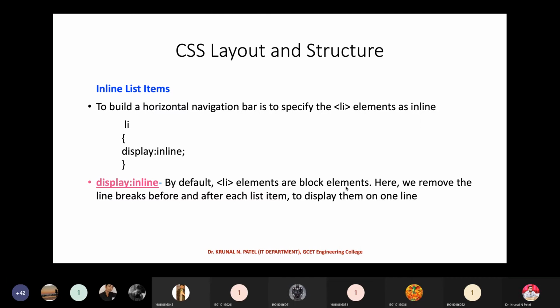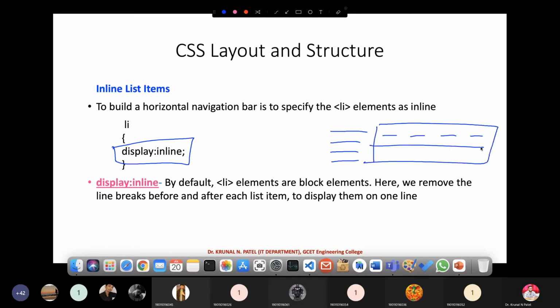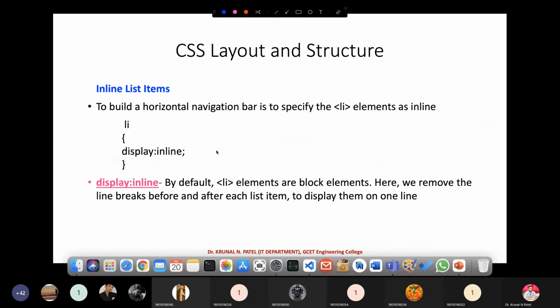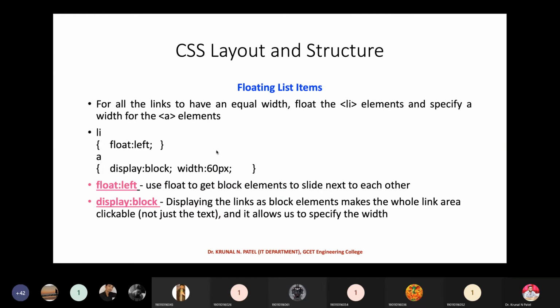So what will happen over here? By default, list items are displayed like this. But when I set display equal to inline, then line breaks will be removed and it will display like this. So it will convert it from vertical to horizontal. That's it, guys. That you have to remember for display equal to inline. Okay, right? So these are the important CSS properties to generate these.